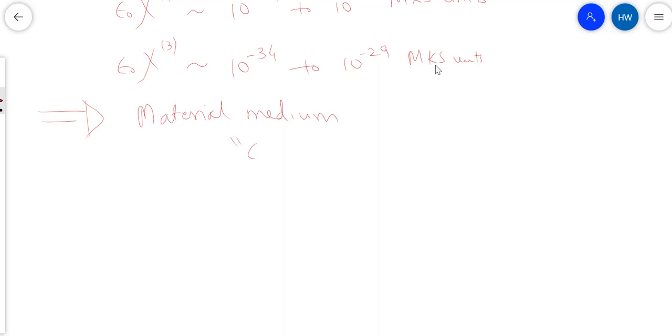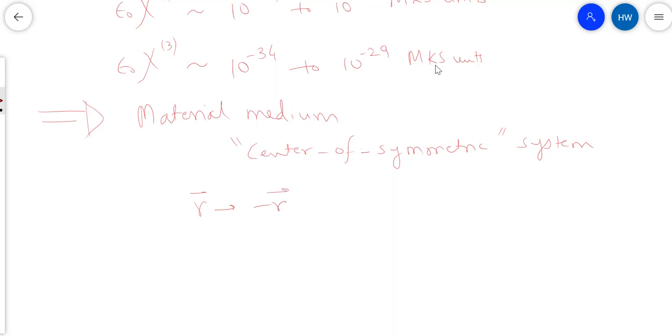Imagine my material medium is a system that is invariant under inversion. What I mean is that it is a centrosymmetric system. So it means that there is no preferred direction built into the medium. That would mean that if I come along the x direction in my electric field, I would generate the corresponding polarization along x.